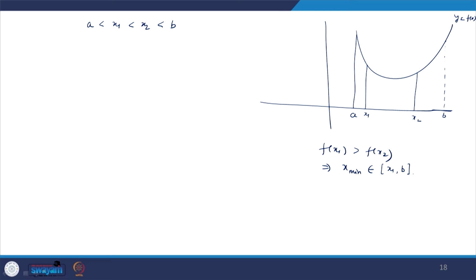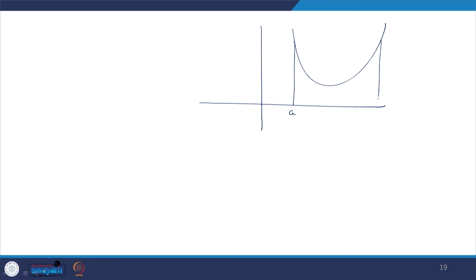Now, the second case which may arise: this is a, this is b. The second case which may arise is that x1 is somewhere here and x2 is somewhere here.